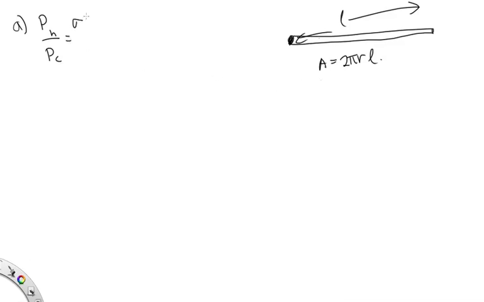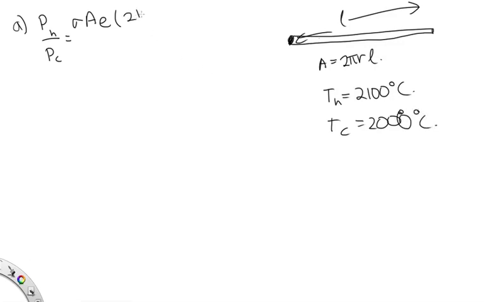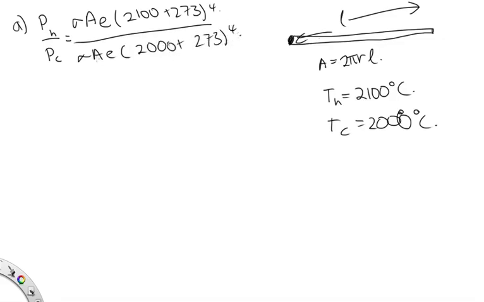We've got sigma A E, and now the hotter temperature, TH, was 2100 degrees C, and the cold temperature was 2000 degrees C. That's what we were told in the question. So this is 2100 plus 273, all to the power of 4, over sigma A E 2000 plus 273, all to the power of 4. These are all common factors, so they cancel out. So solving this on the calculator, we end up with 1.19. So the hotter one emits 1.19 times as much power as the colder one.